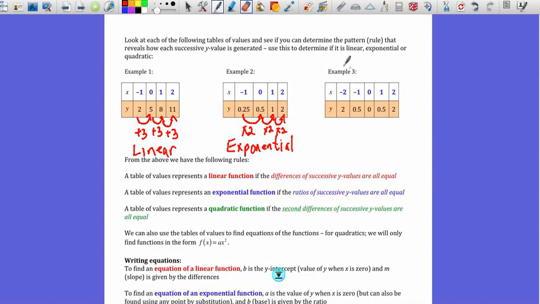Okay, and so lastly, by process of elimination, we're going to figure that this is probably going to be the quadratic function.